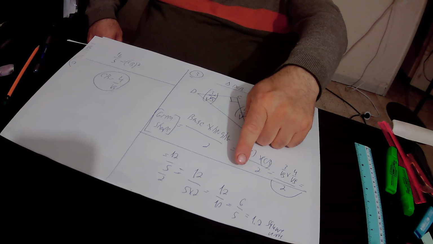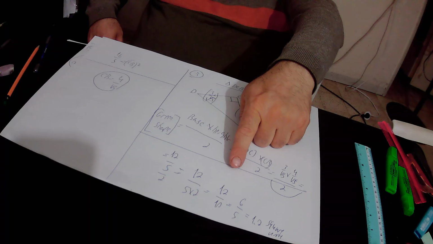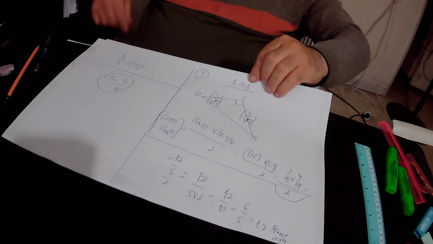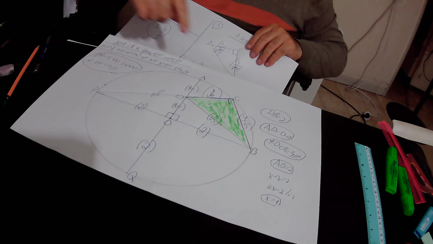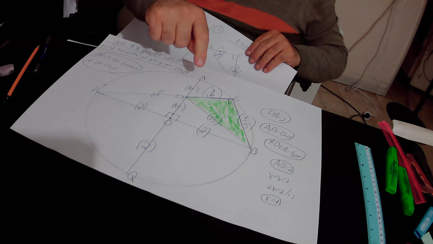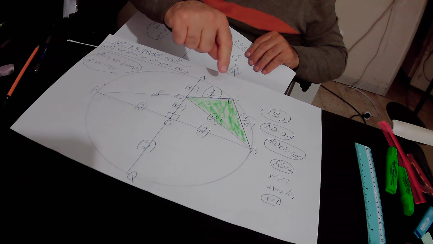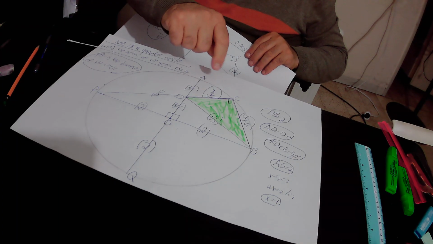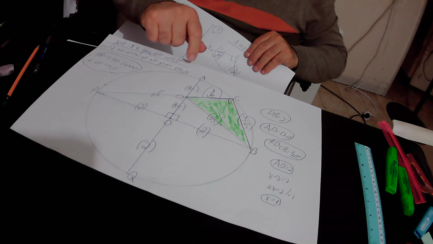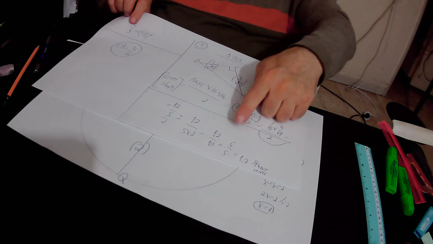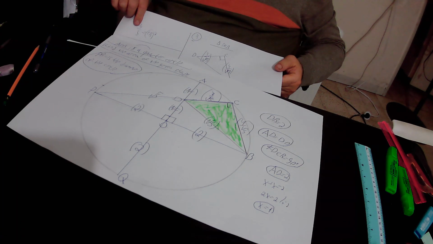We divided both the numerator and the denominator by 2. 12 over 2 is 6 and 10 over 2 is 5. So in total the area of this green shape equals 6/5 square units, or in decimal terms, 6/5 is 1.2. So the area of this green shape equals 1.2 square units. Or we can also say that the area of the green shape equals 6/5 square units. Okay, thank you very much.